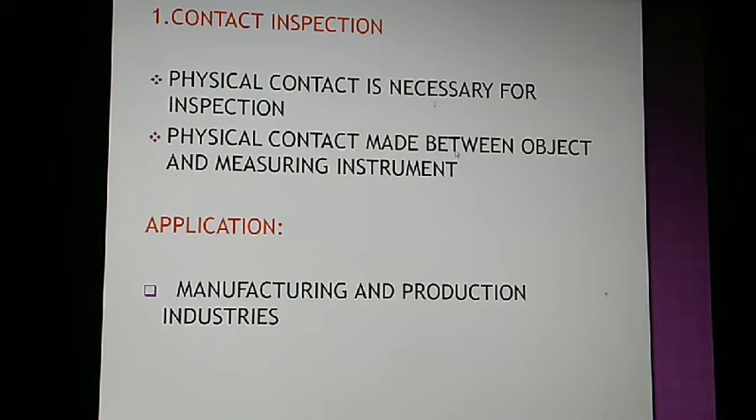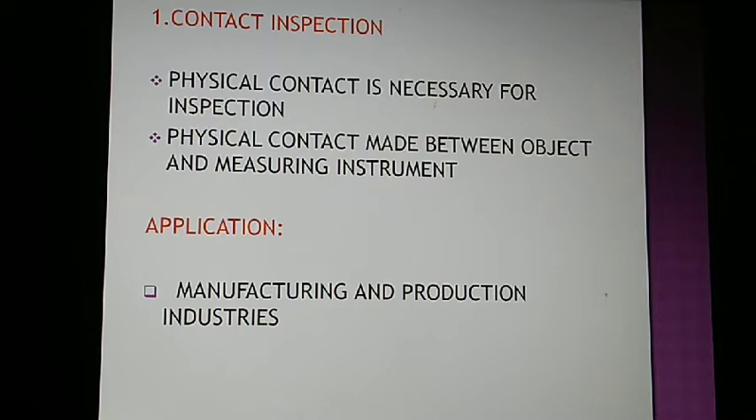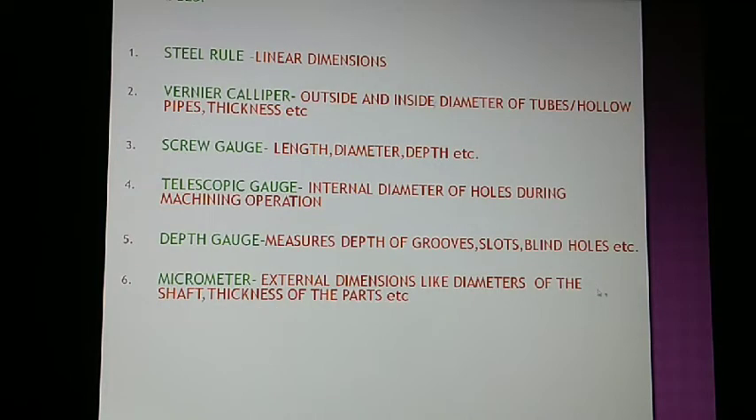And we are going to study these two types of inspection in detail and their practical applications, which are useful in different sectors. So let us see what is contact inspection. Contact means there should be physical contact between the object and the measuring instrument, and it is the most important criterion to measure the dimensions of the object. Its main applications are in the manufacturing and production industries. So let us discuss some of the examples.